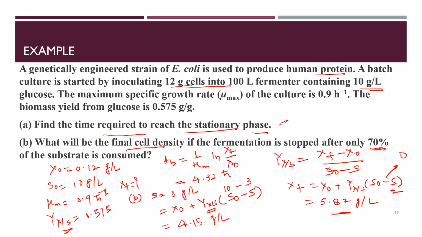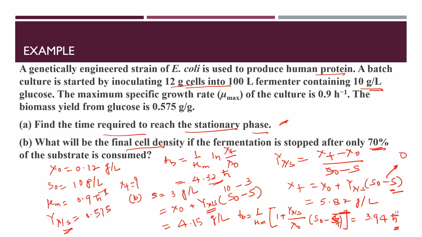For part A, for the complete utilization, the batch time was 4.32 hours, and you can calculate the batch time for part B based on, let us say, the substrate balance. TB is 1 upon mu max ln 1 plus y x upon s times x naught by s naught minus sf, and this you will get as batch time of 3.94 hours. So, the batch time is also less as compared to part A.